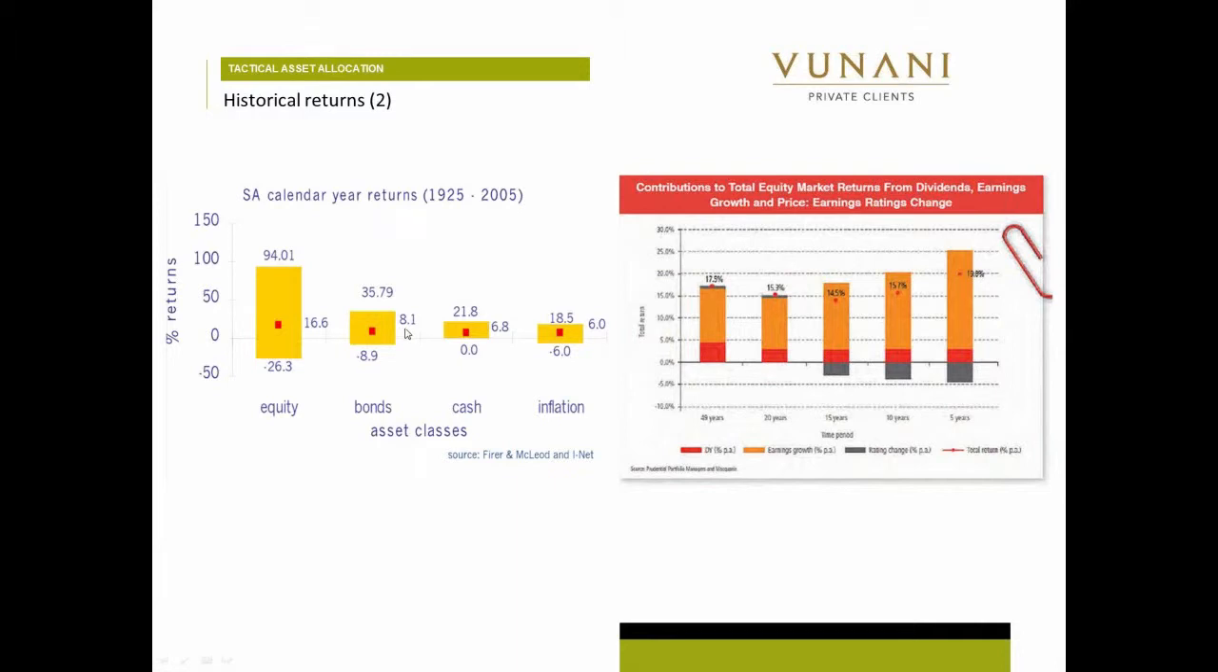Bonds, slightly lower, about 8%. And that is just outperforming inflation, which is running at about 6%. And cash is just a tiny little bit above inflation. So just having cash in your portfolio will probably not keep up with inflation after costs. So clearly you want to have quite a large chunk of equity, you want to have a piece of bonds, and you want to have some cash.